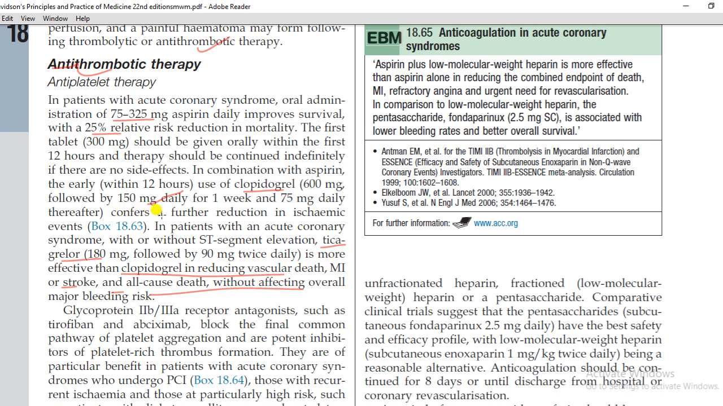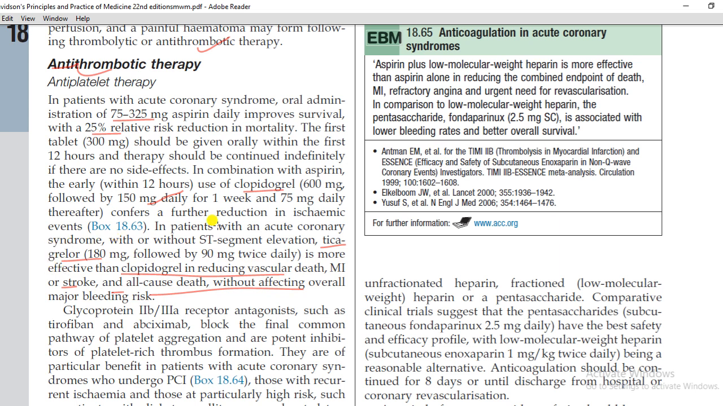In case of acute coronary syndrome, with or without ST segment elevation, ticagrelor 180 mg followed by 90 mg twice daily is more effective than clopidogrel in reducing vascular death, myocardial infarction or stroke, and all-cause death without affecting overall major bleeding.